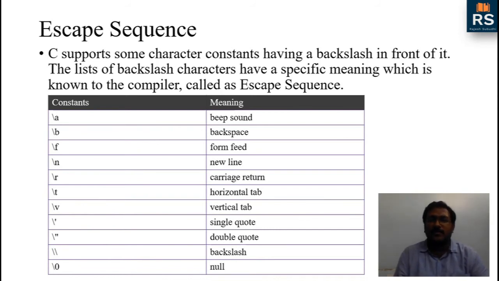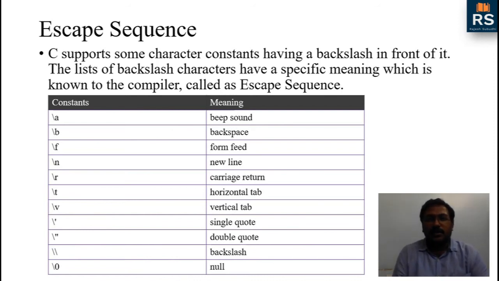So here, as I mentioned, backslash a for a beep sound, backslash b for a backspace, backslash f for a form feed, then backslash n for a new line, backslash r, backslash t, backslash v, backslash apostrophe, then backslash double quote, double backslash and backslash with 0. Fine. So these are the very special characters with a backslash. We will see different escape sequences when we write different programs for different solutions. At that time I will describe those things elaborately.